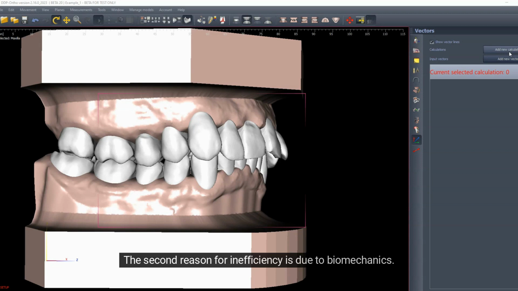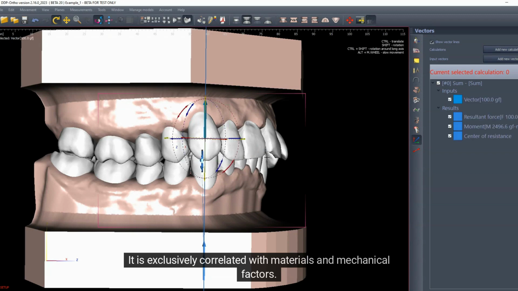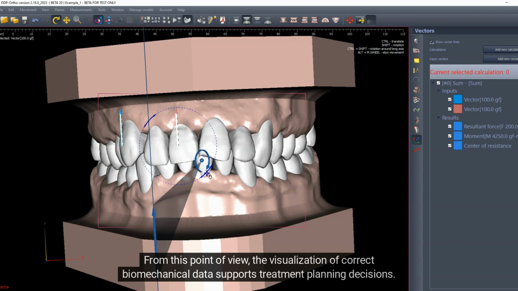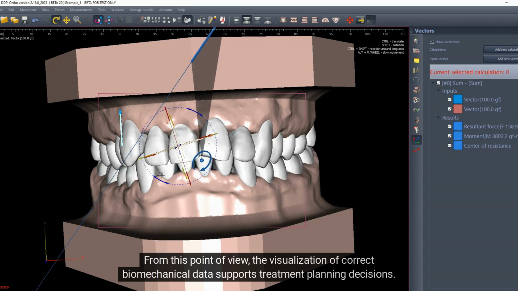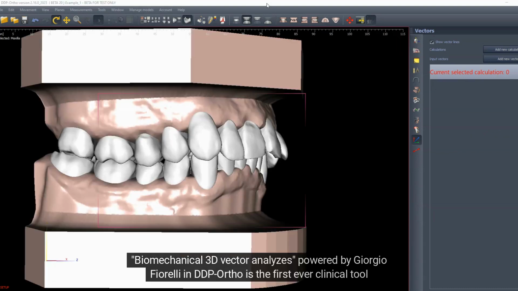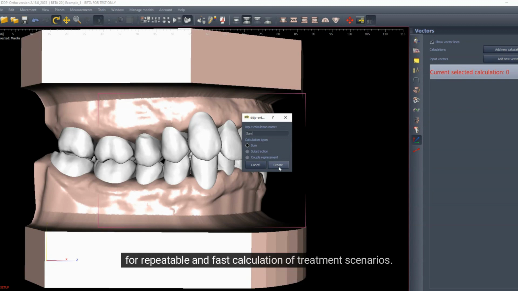The second reason for inefficiency is due to biomechanics. It is exclusively correlated with materials and mechanical factors. From this point of view, the visualization of correct biomechanical data supports treatment planning decisions. Biomechanical 3D vector analyses, powered by Giorgio Fiorelli in DDP-Ortho, are the first ever clinical tool for repeatable and fast calculation of treatment scenarios.